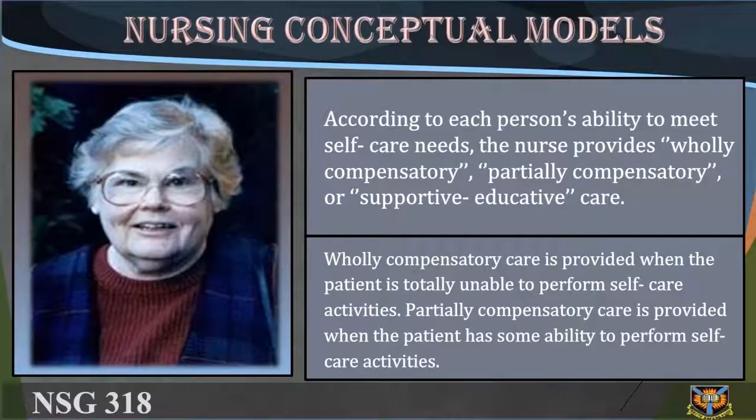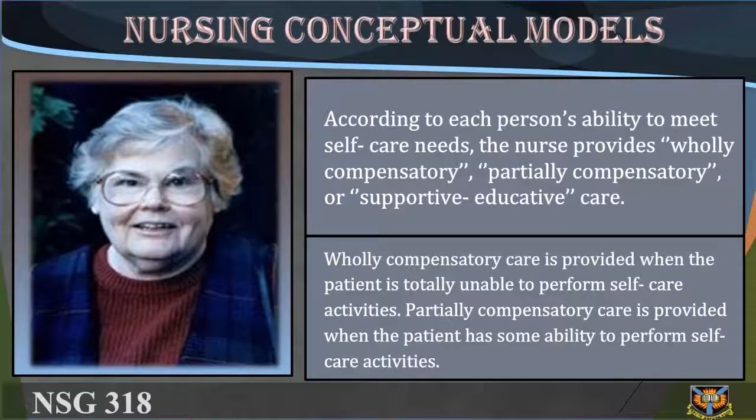According to each person's ability to meet self-care needs, the nurse provides wholly compensatory, partially compensatory, or supportive-educative care. Wholly compensatory care is provided when the patient is totally unable to perform self-care activities. Partially compensatory care is provided when the patient has some ability to perform self-care activities. Finally, in many instances, the patient needs only supportive-educative care to assist in meeting self-care activities. Orem's model is particularly appropriate today with the general public's increased interest in enhancing physical and physiological well-being.